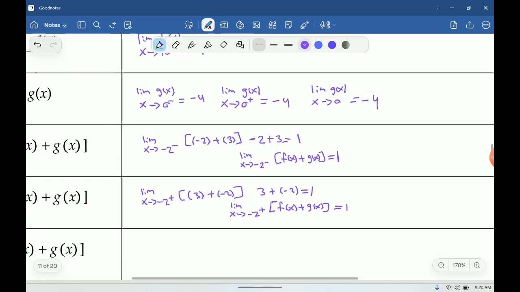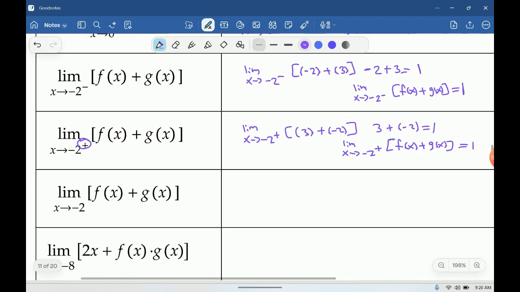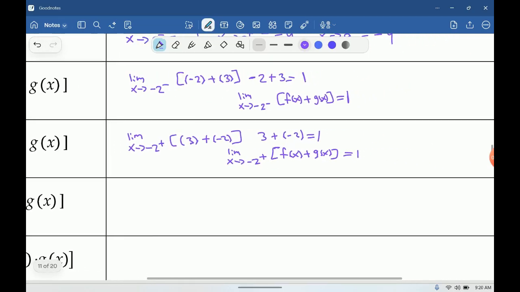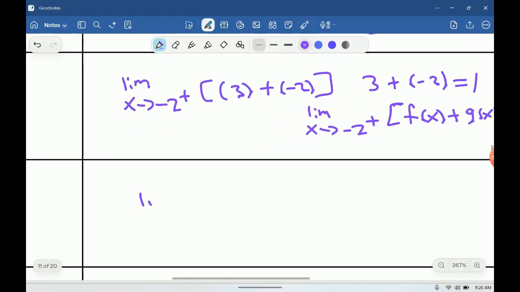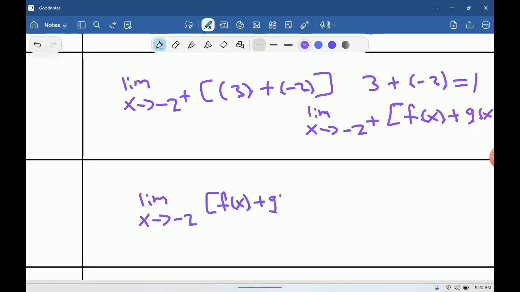Equals 1. Okay. Our next one asks us to find what the overall is for f of x plus g of x as the limit approaches -2. Now we already have what it is when it approaches the left and what it is when it approaches the right, and they happen to be the same answer. So we could simply put down the limit as it approaches -2 for f of x plus g of x is going to be 1.